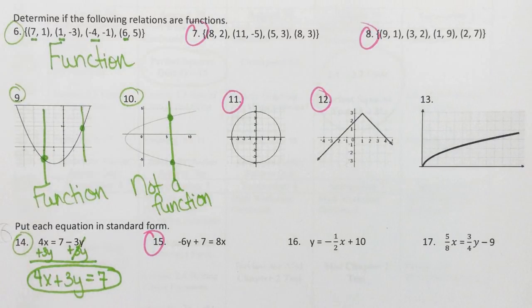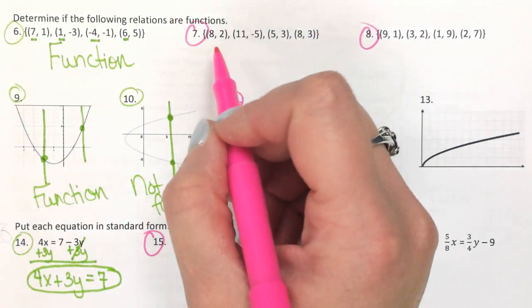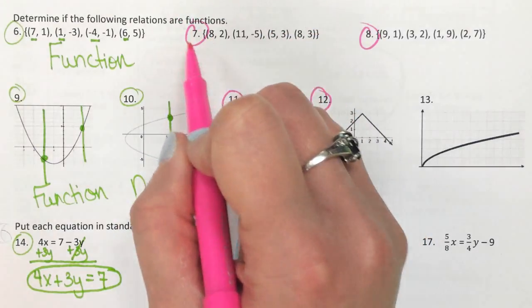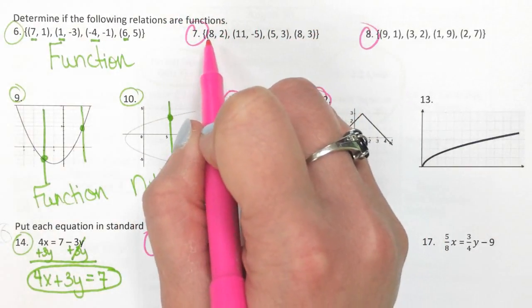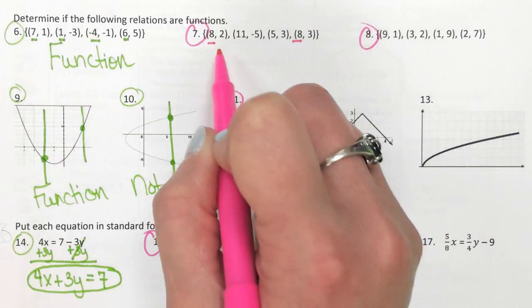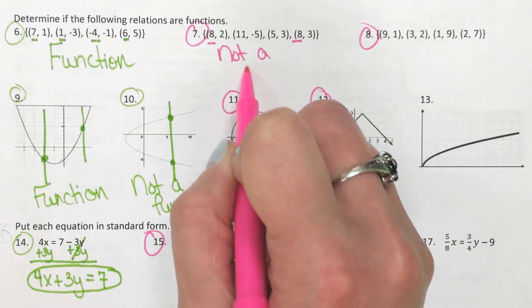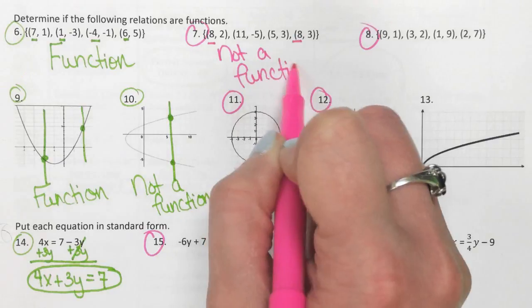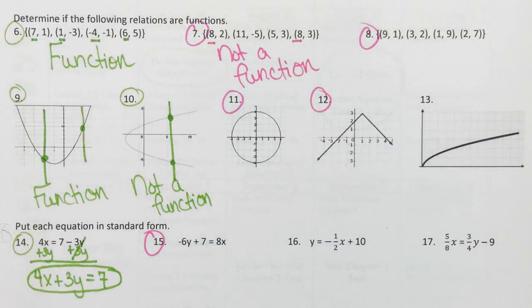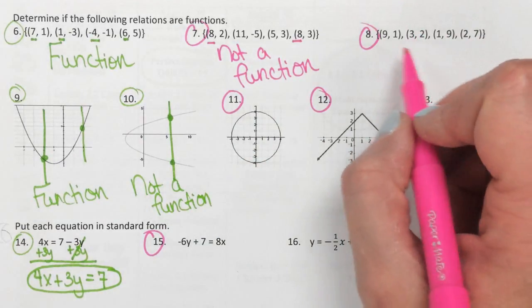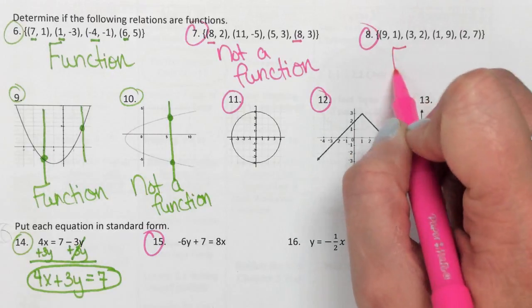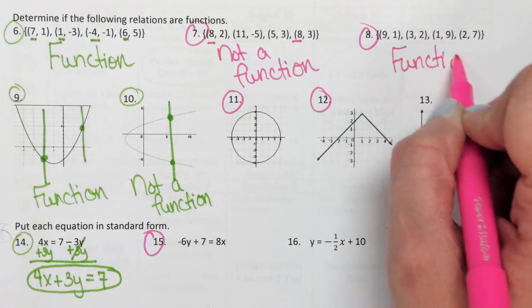Okay, y'all ready, guys? All right, what about number 7? Is that a function or is that not a function? Not a function, right? Because it has repeating x values. Y'all okay? All right, what about number 8? Function.